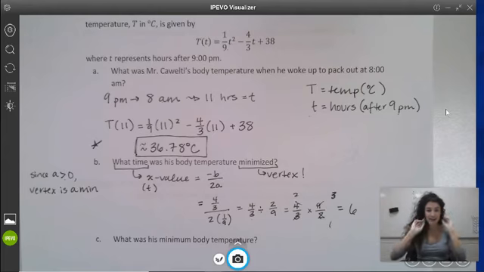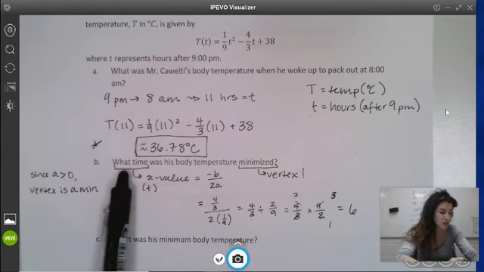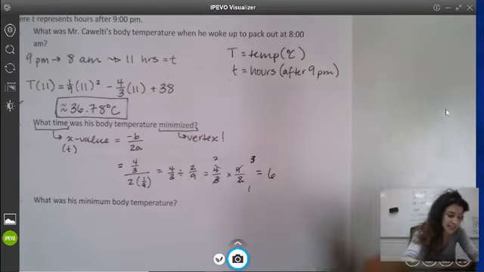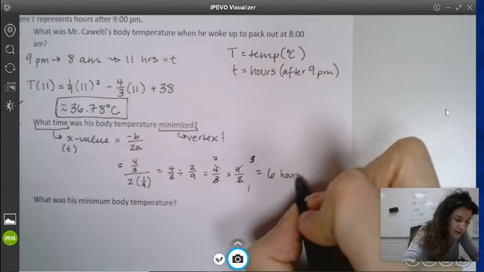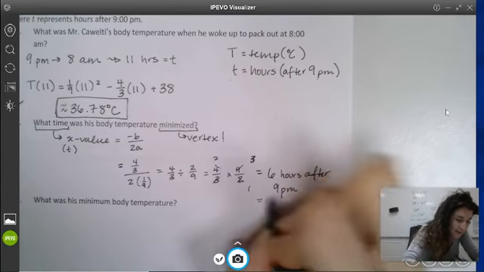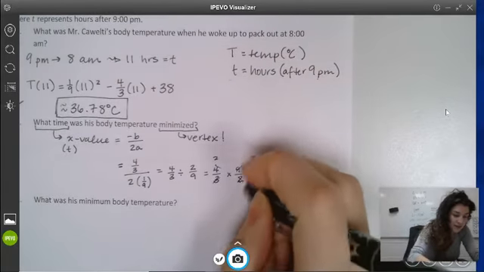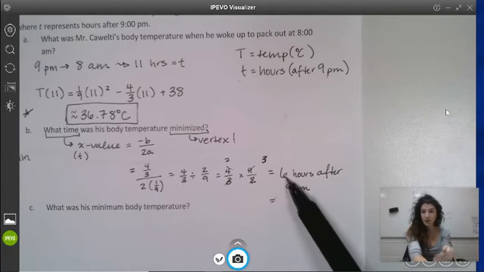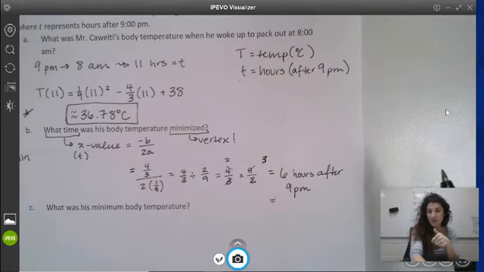However, that is not our final answer, because we want to know at what time his body temperature was minimized. And this is 6 hours after 9 p.m. So what is 6 hours after 9 p.m.? Well, 3 hours would get us to 12 a.m., and then another 3 hours would complete our 6 hours. So that would be at 3 a.m.